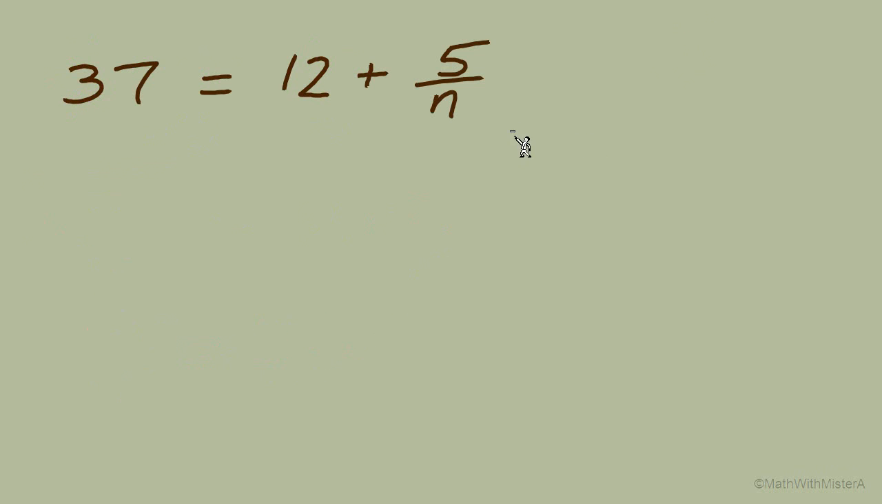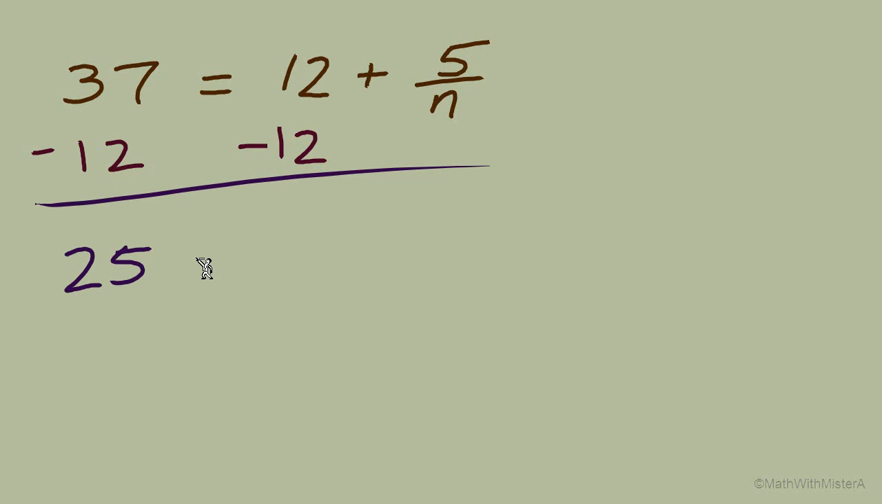So here's our last example. 37 equals 12 plus 5 over n. We're trying to figure out what does n equal. We can see that this fraction would then be added to 12. So let's go ahead and take away 12, undo that operation, and 25 equals 5 over n.